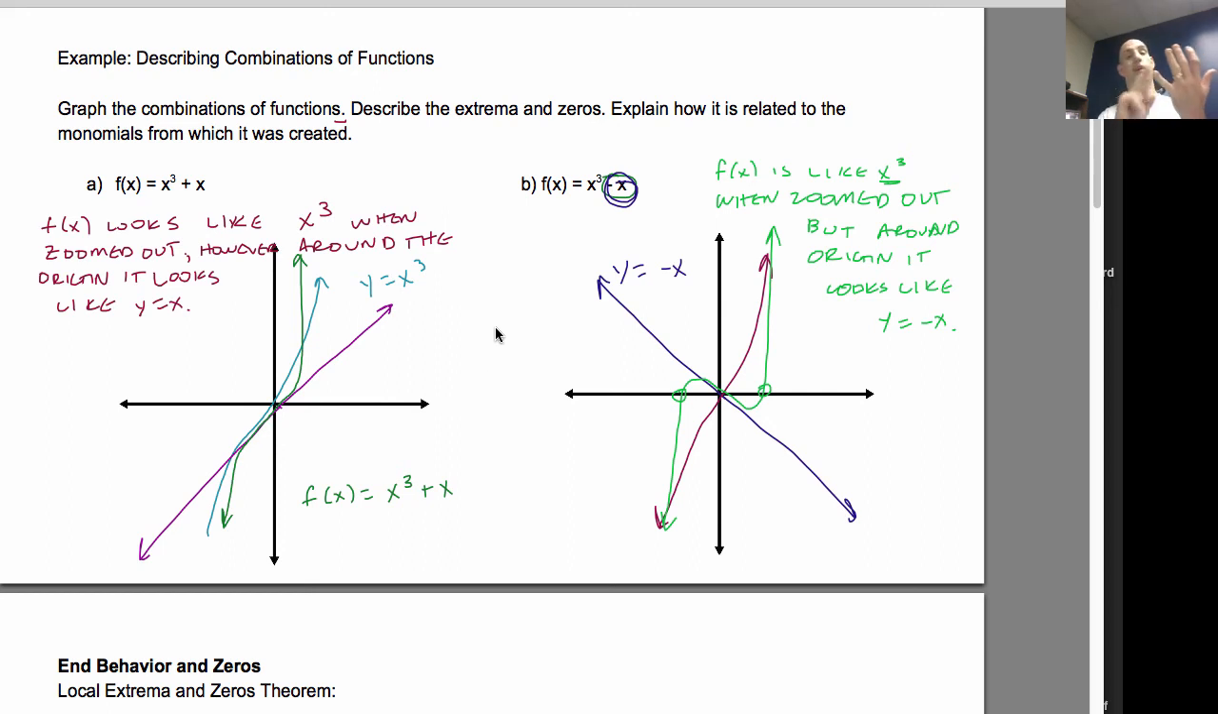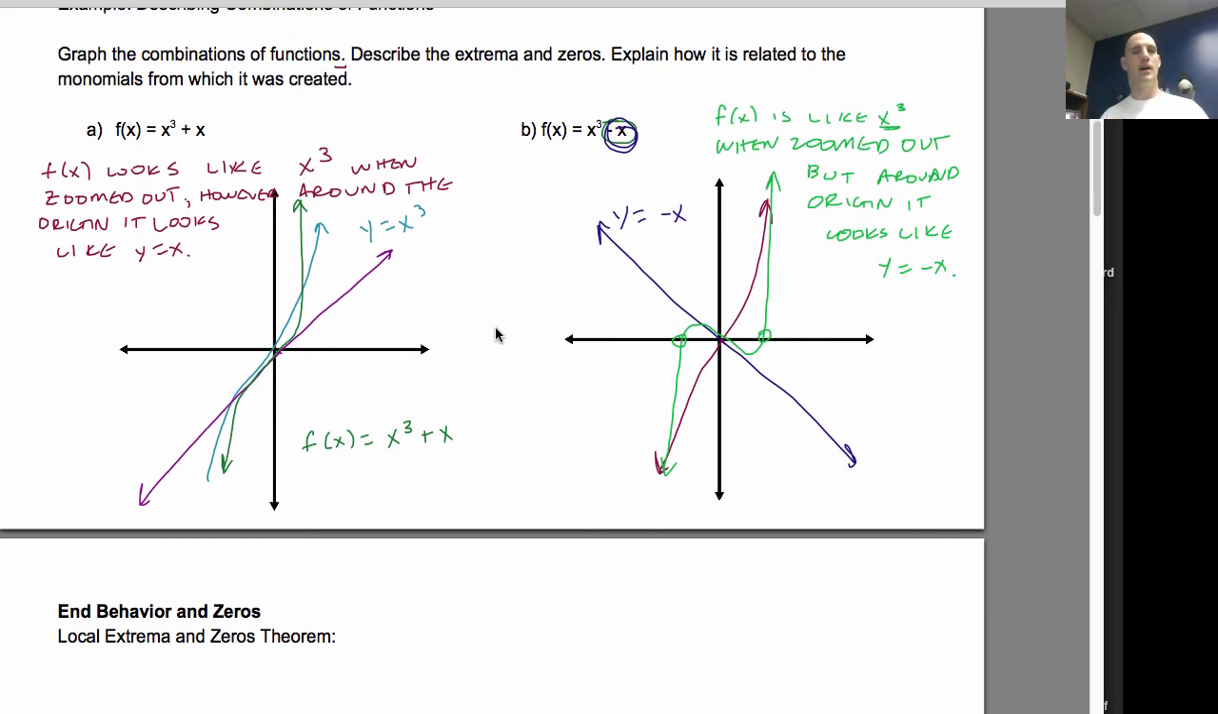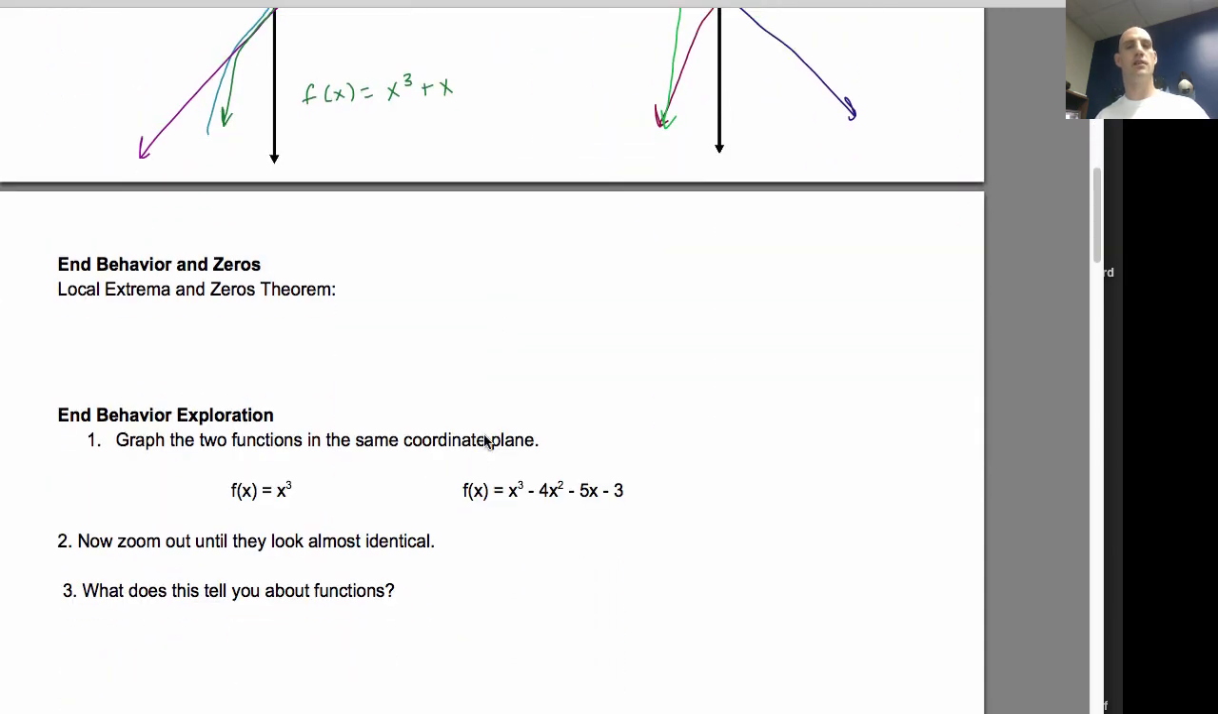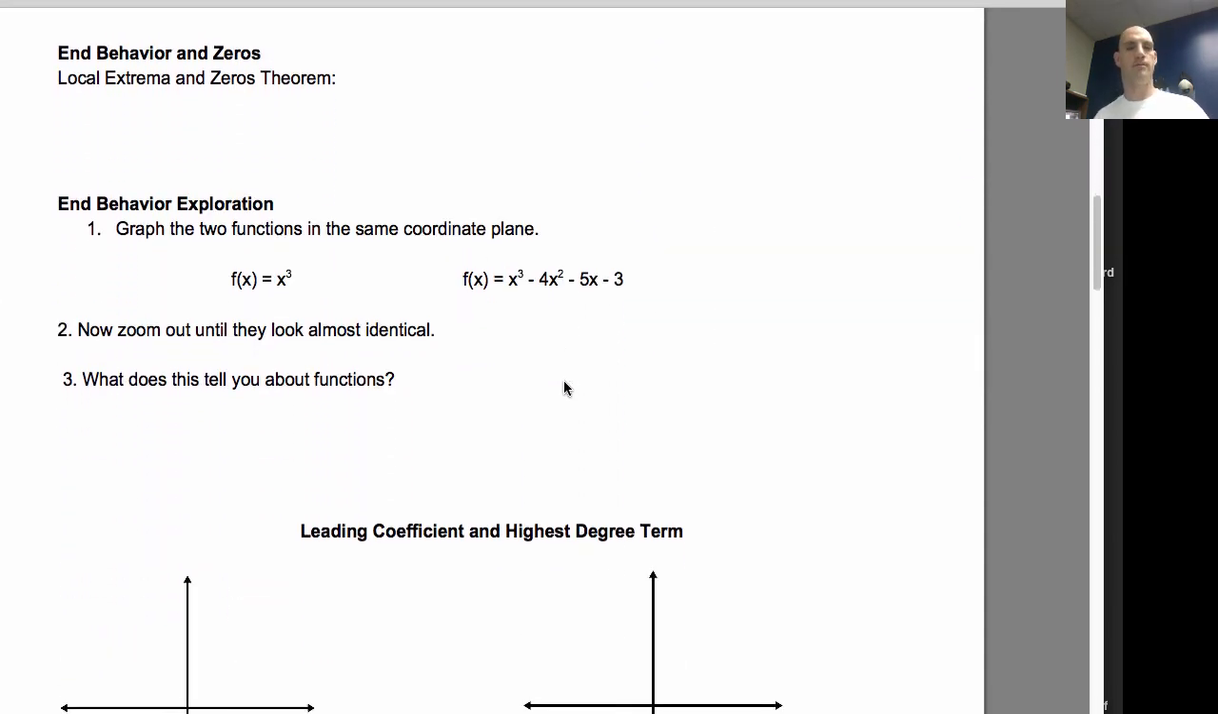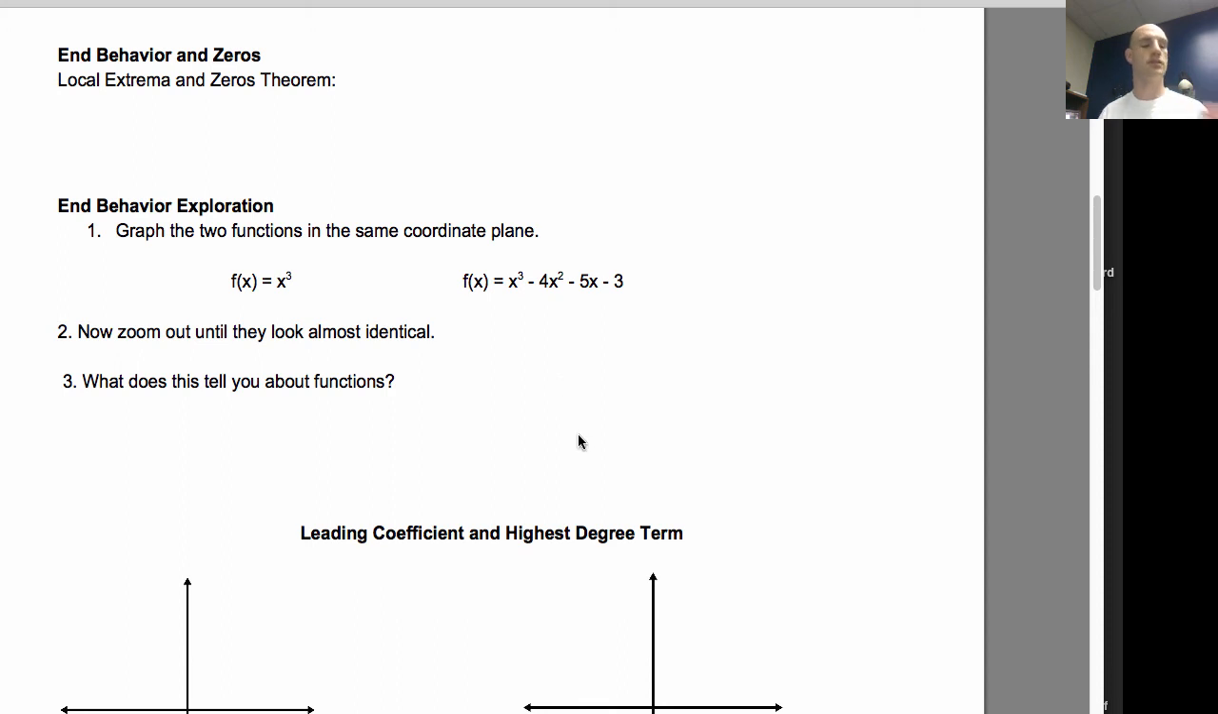We did, calculate the max and calculate the min. But what we're going to be concerned with going forward is how many zeros are there? What do they look like? What's the function of those zeros? And so we've got a theorem here that says local extrema and zeros theorem. This theorem says this: a polynomial has, and this is of degree n.